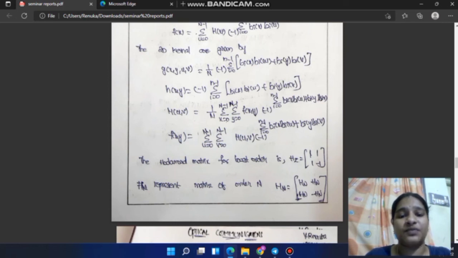The Hadamard matrix of lowest order, H2, is [1, 1; 1, -1]. The Hadamard matrix of Nth order, H2N, is [HN, HN; HN, -HN].